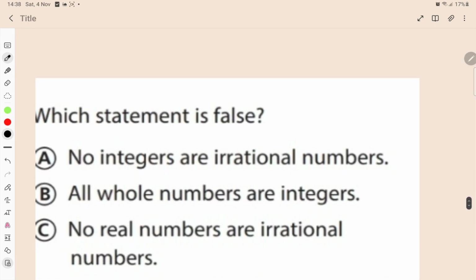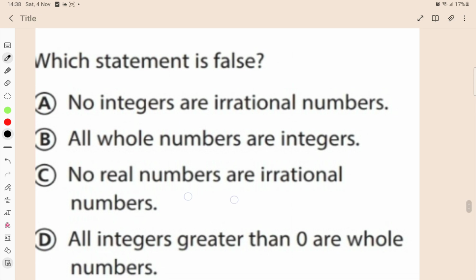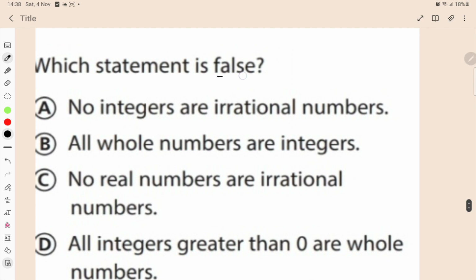Next, which statement is false? No integers are irrational, all whole numbers are integers, no real numbers are irrational, and so on. Let's think of it. He is asking about the false statement. No integers are irrational, correct? All integers are rational. It's not irrational, so this is correct.